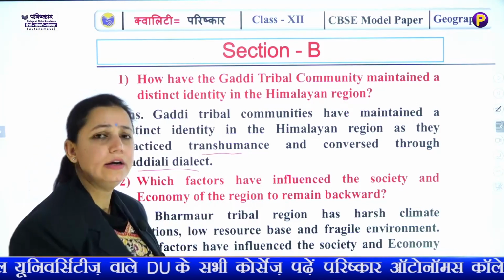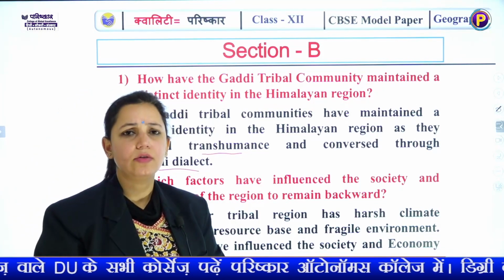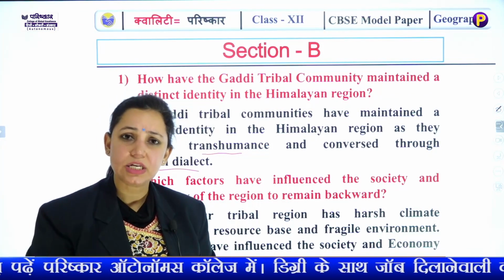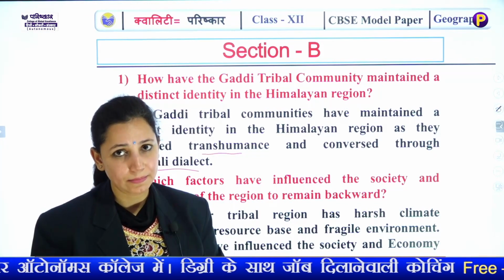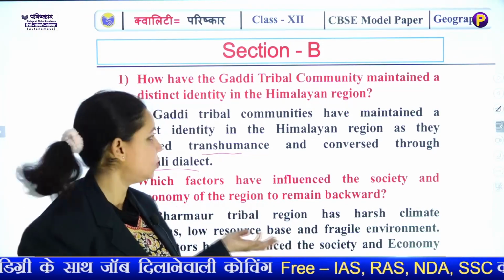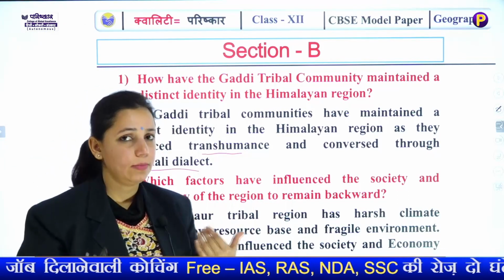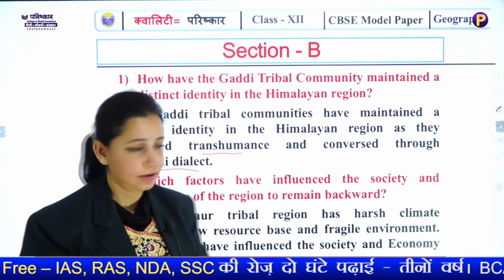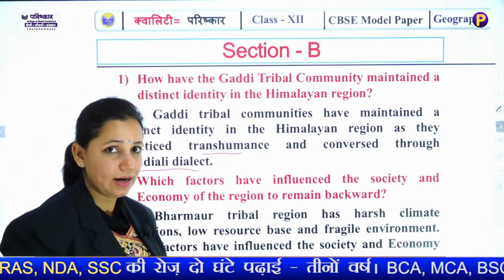They also converse in the Gaddiali dialect. So they have a different pattern because of the physical factors. They have been living in a very harsh environment. They have a distinct socio-economic pattern and they follow transhumance, which is a seasonal migration, and they converse in their own way of communicating. They speak a particular dialect, the Gaddiali language, right?